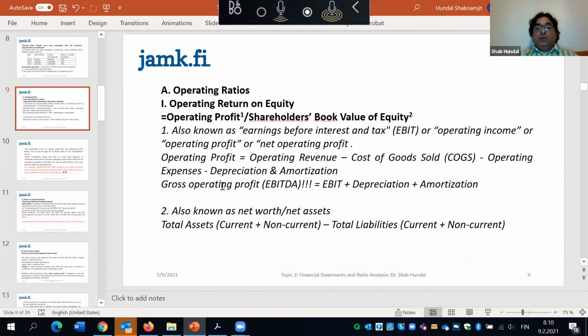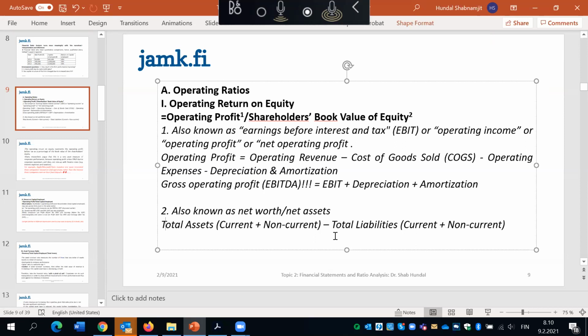First of all, the synonyms: shareholders' book value of equity can also be called net worth or net assets. And this is calculated like total assets minus total liabilities. And total assets, as we have discussed many times now, include current and non-current assets, and total liabilities include current and non-current liabilities. The definition of current and non-current is based on the time period. Anything which would mature before the 365th day is current, and anything which matures on the 365th day and above is non-current.